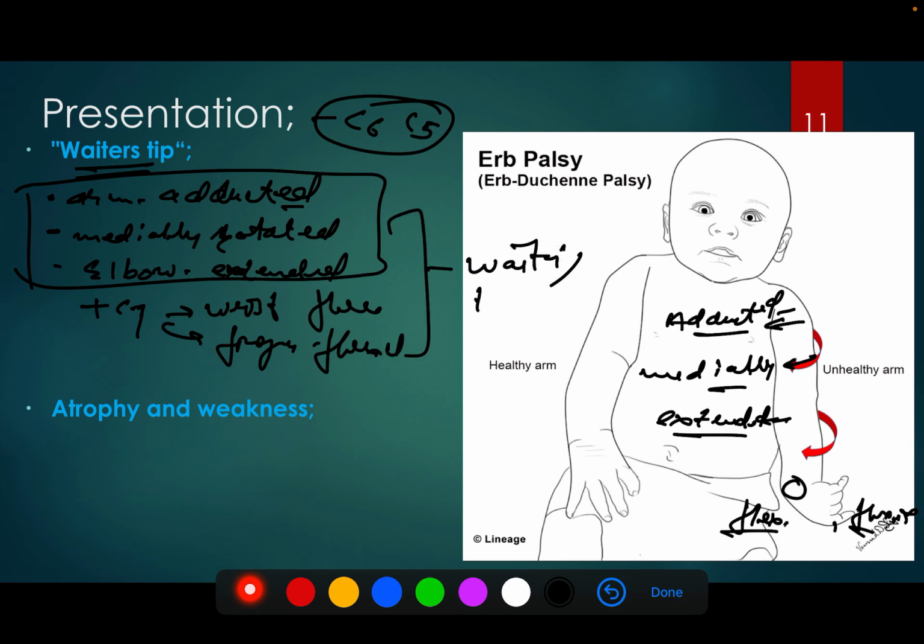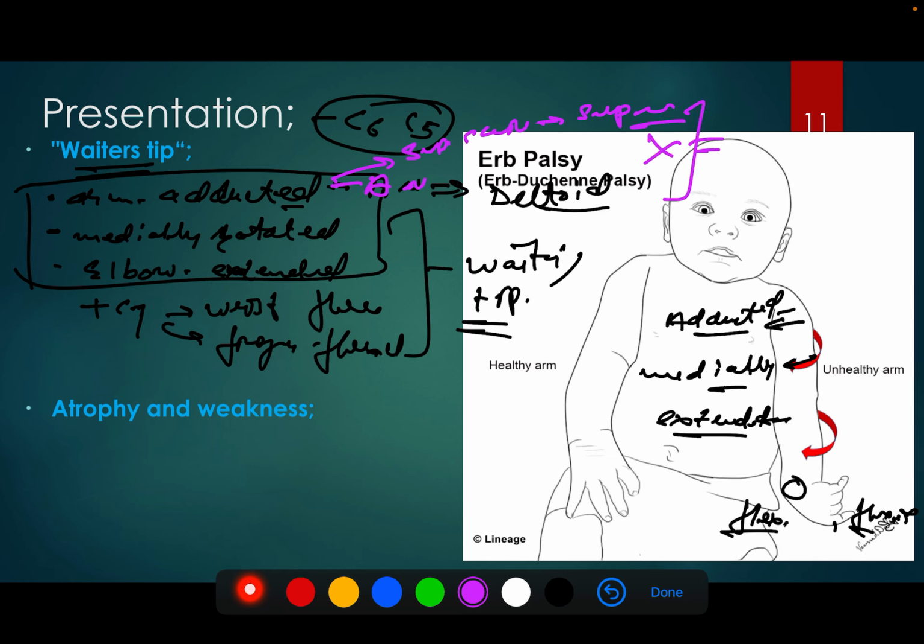The waiter's tip presentation. And look at here, the point we have to understand here, why the arm is adducted, because it is involving what? It is involving the axillary nerve. Axillary nerve is damaging my deltoid, and it is also involving my suprascapular nerve. Suprascapular nerve is supplying my supraspinatus muscle, right? So these two muscles are involved, so we cannot do the abduction. That's why it is adducted, right?